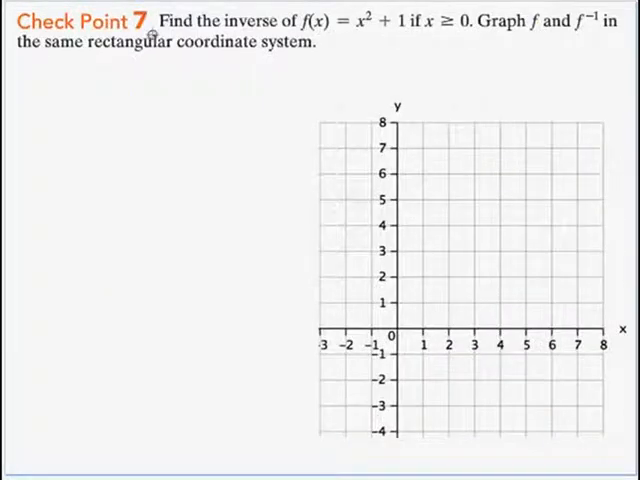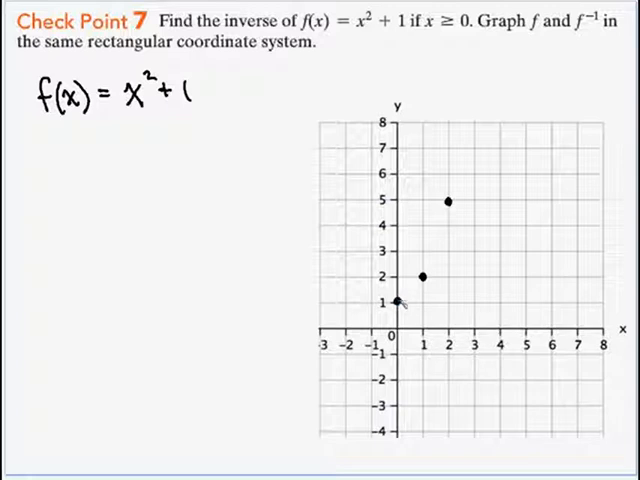Okay, checkpoint 7. Find the inverse of this and graph them both on the same coordinate axes. Well, our first one, f of x is x squared plus 1. That's our standard parabola, moved up 1 unit. So we're going to look something like this. Oh, that's not very good. That's a little better. All right, let's find its inverse.